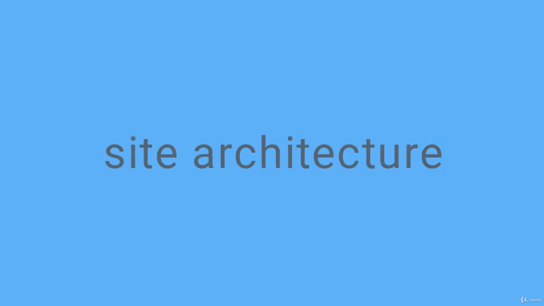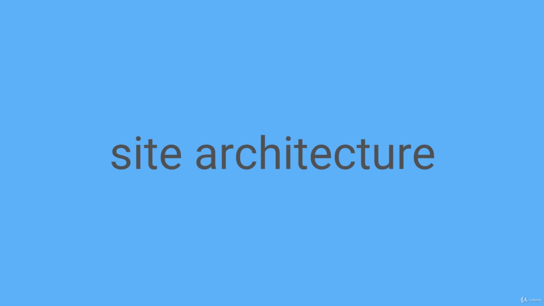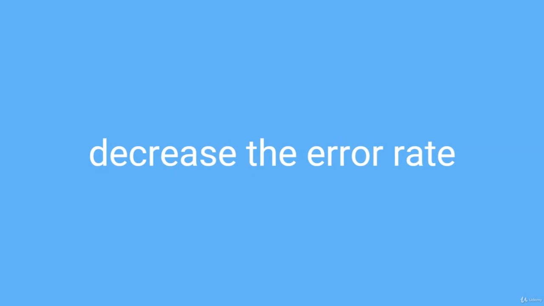Let's start with site architecture. Architecture should be the number one step of your technical SEO campaign, even before crawling and indexing. This is important because most of the crawling and indexing issues happen due to poorly structured websites. So you can decrease the error rate of your website by improving your site architecture, and then you don't need to worry about indexing issues.